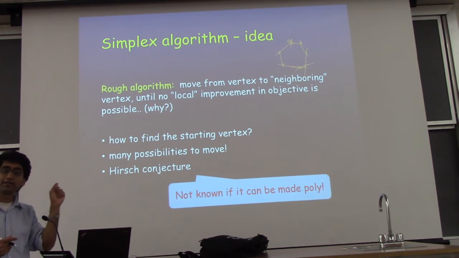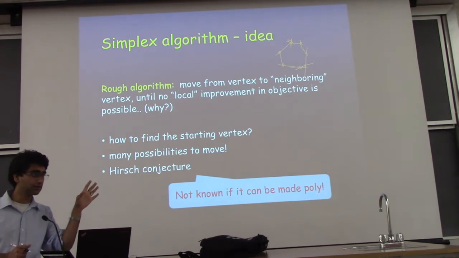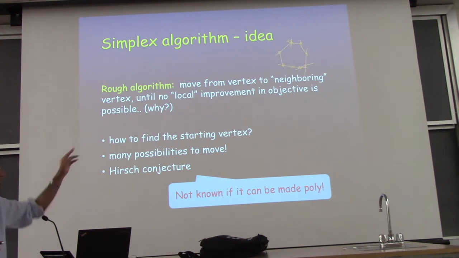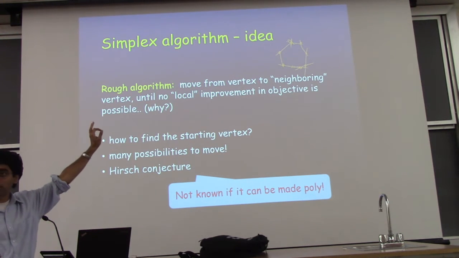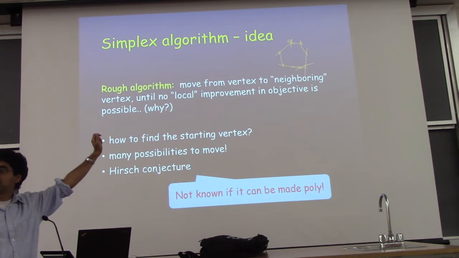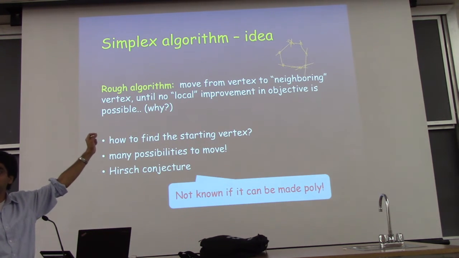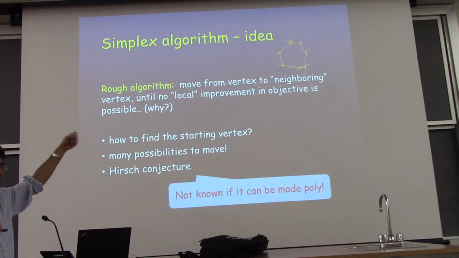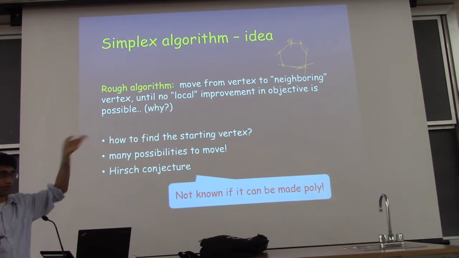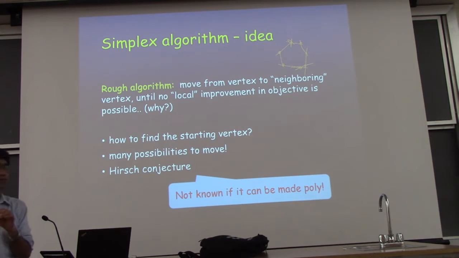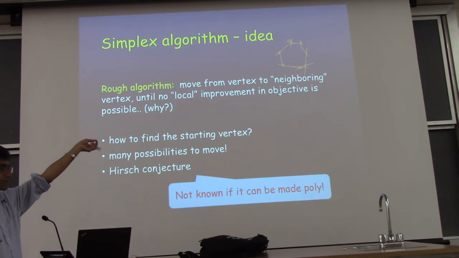How you find this first point is a tricky thing, so let's not get into that. Suppose you find some corner point. In practice, this turns out to be easy to do. Finding some feasible solution is usually easy, and that's why this algorithm became very popular. You find some feasible solution, and from there you do this kind of an algorithm.